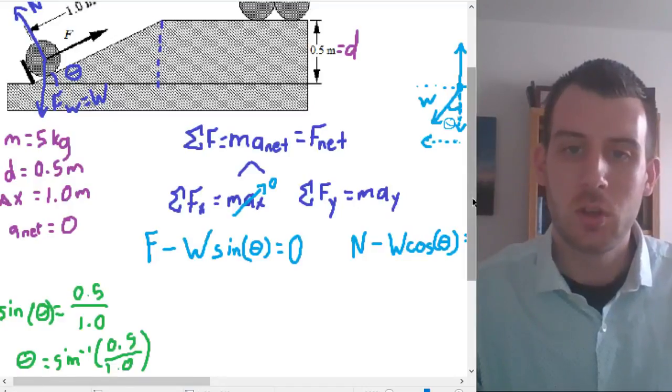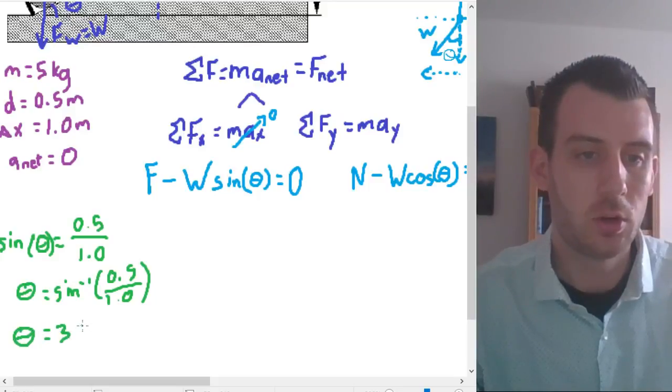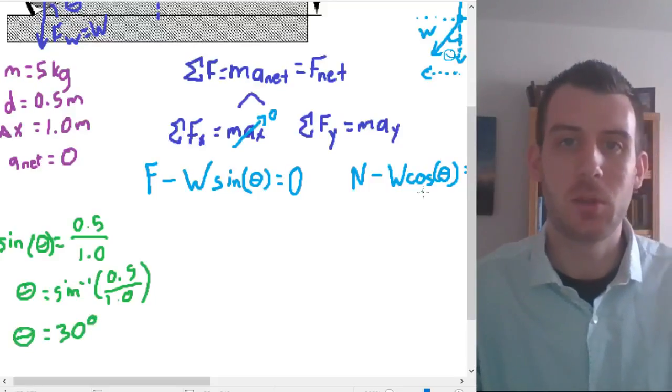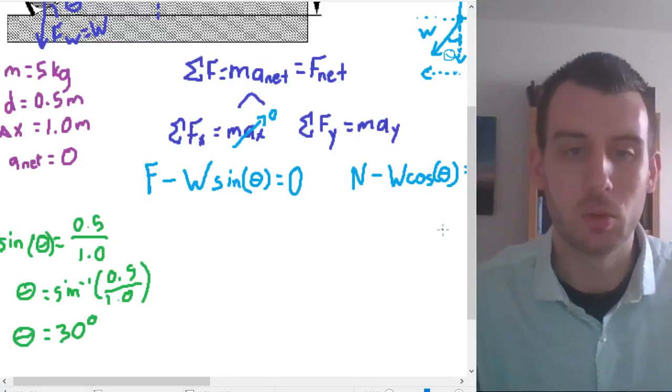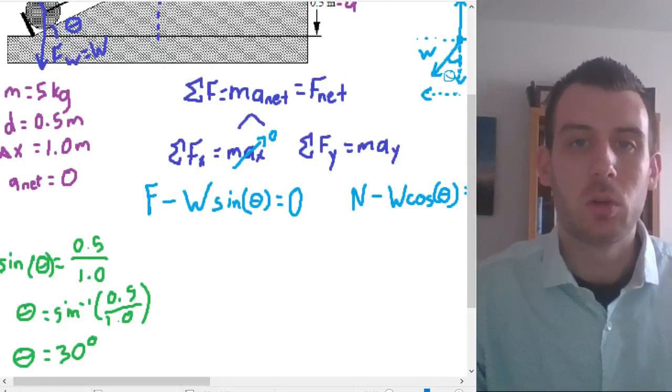Which, if you remember your unit circle, will come out pretty nicely. If you don't, that's okay. This just turns into a 30-degree angle. You can type that into your calculator, right? Inverse sine of 0.5 over 1. Okay, let's go back to where we were originally in the problem.